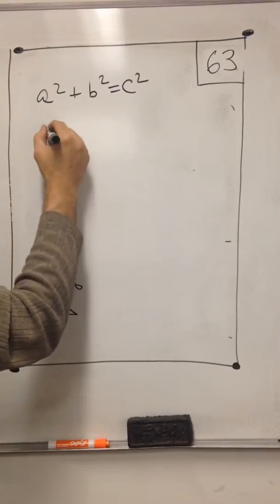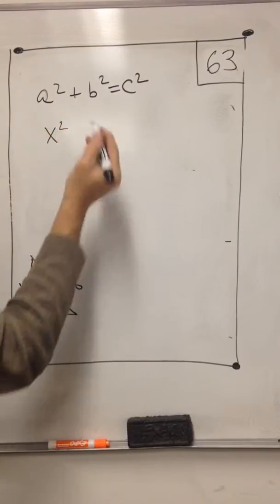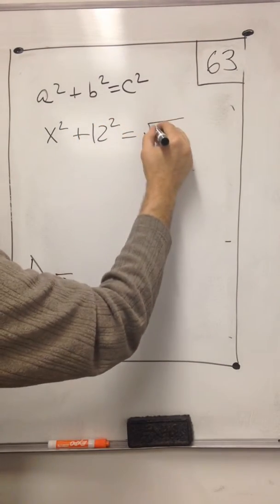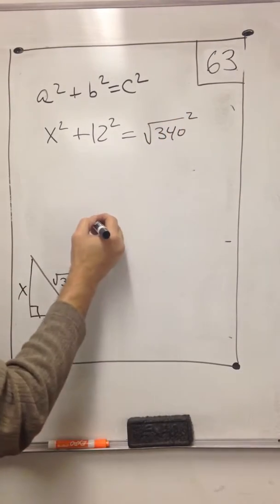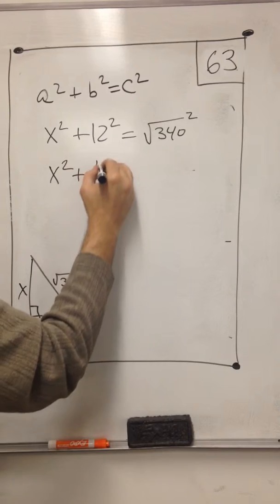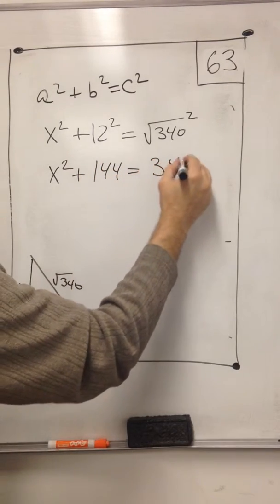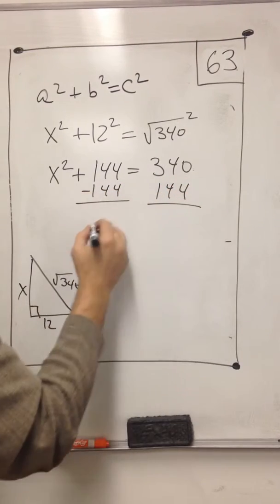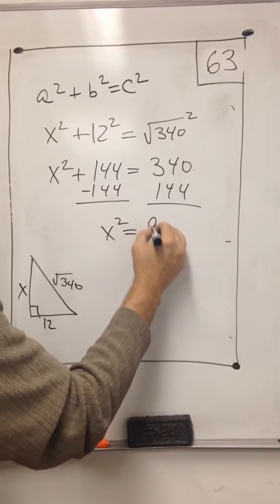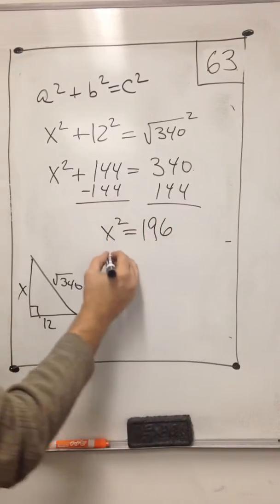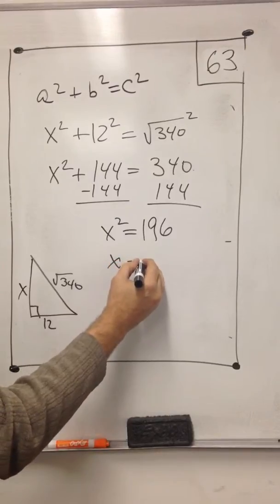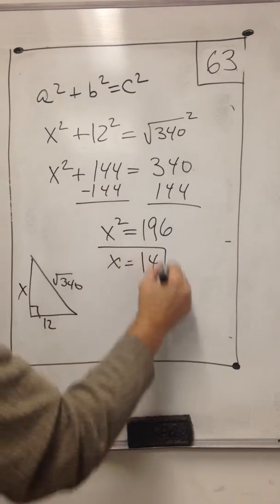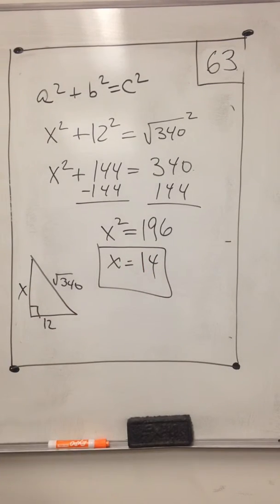Let's go forward with this problem. We know one of the legs, or x squared, is the unknown. The other side is 12 squared, and we know that the hypotenuse is the square root of 340, but we have to square it. Working that through, x squared plus 144 equals 340. Let's subtract that 144 from each side. We do the math. X squared equals 196, and x equals 14. Because 14 times 14 is 196. So the correct answer for problem 63 is C, 14 inches.